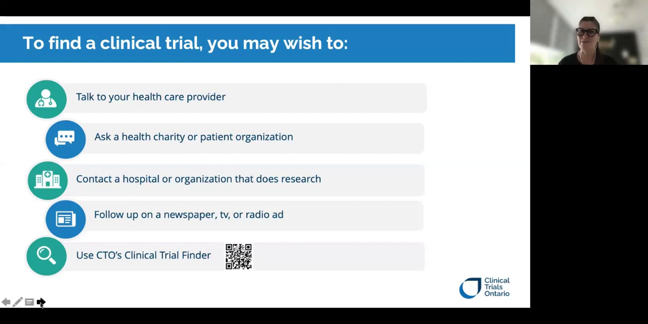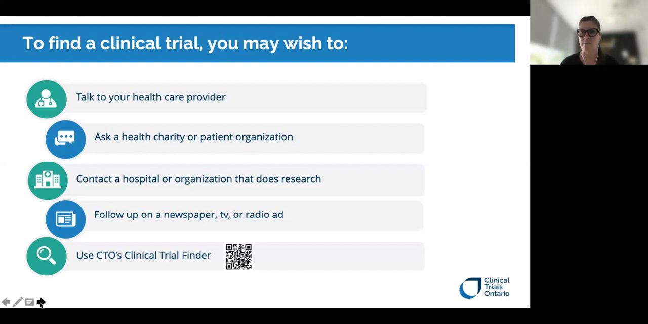I know Erin was talking earlier about some of the programs that Craig's Cause has that can also help you find trials and sort of guide you along the way and support you along the way. And there's other organizations that also offer some similar programs.